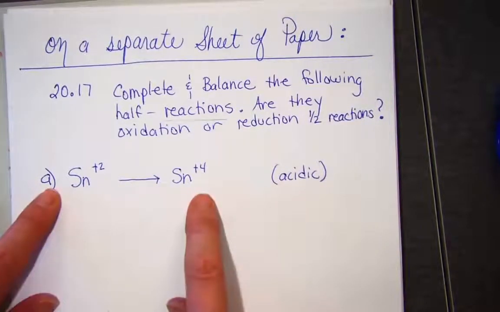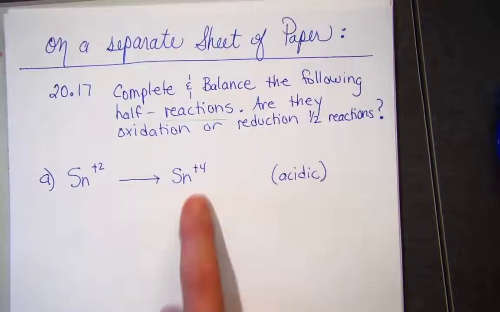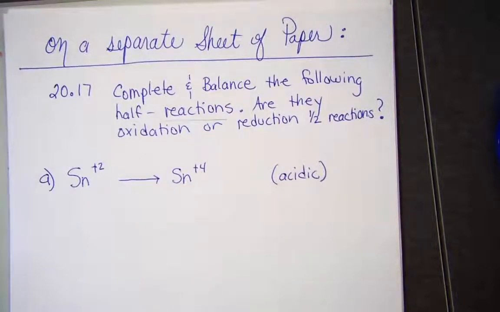So everything was balanced except the charge. When we balance charge, we add electrons. Electrons are negative. They do not have to be the same charge, or they don't have to add up to be 0.